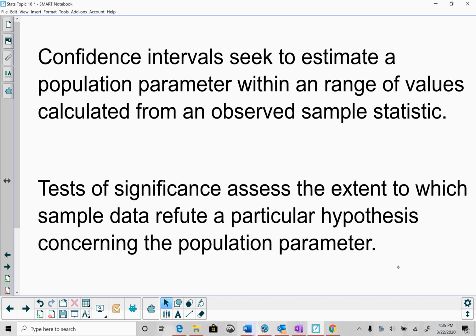And then we're going to put together everything we've talked about with statistics. A test of significance is a way of determining whether the outcomes from our sample statistics help us prove that our idea is right. It's a way to assess the extent to which sample data, and it's going to be really strange how we set this up, refute a particular hypothesis considering our population parameter. So we're going to run a test to see if our results are significant or not.